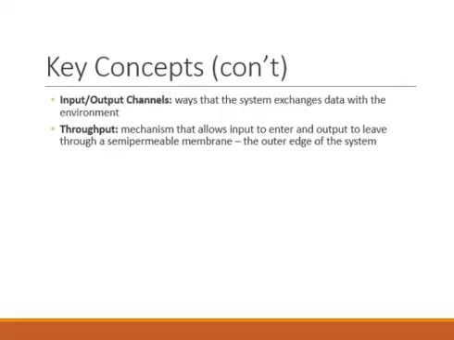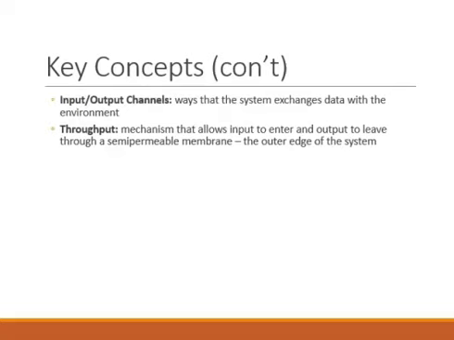So next we're going to talk about a couple key concepts. So we have input, output, channels, and throughput. Input is defined as any type of information, energy, or material that enters a system from the environment through its boundaries, and an output is defined as any information, energy, or material that leaves the system and enters the environment through the system's boundaries.